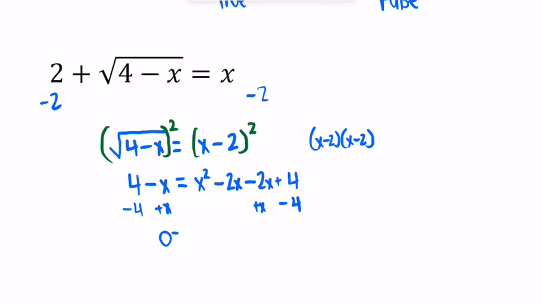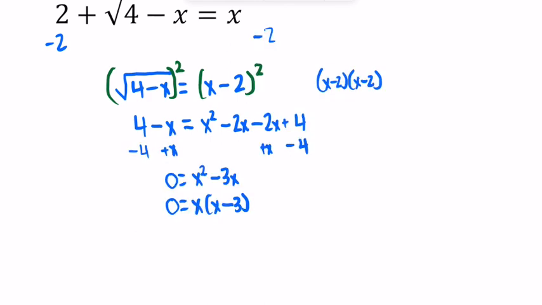This gives us 0 equals x squared, and then negative 2x minus 2x plus x is minus 3x. 4 and minus 4 cancel out. So now to factor it, we can factor out a greatest common factor of x. And we have 0 equals x times x minus 3. We set both of these equal to 0, and we have x equals 0, x minus 3 equals 0.